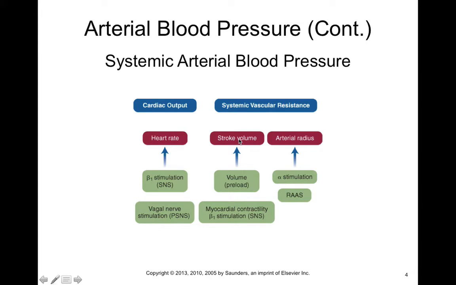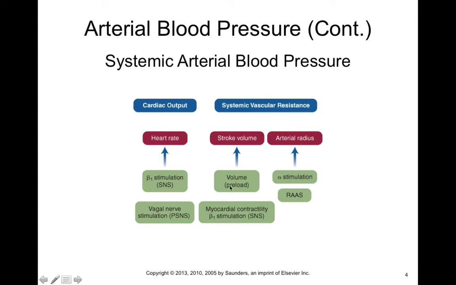Now, with respect to stroke volume, that's also regulated by the sympathetic nervous system. And it turns out another effect of these beta-1 receptors in the heart is increasing the contractility of heart muscle, which is going to increase stroke volume. So if you make heart muscle contract more strongly, you're going to be able to eject more blood from the heart. Also, the volume of blood that enters the heart can affect stroke volume.